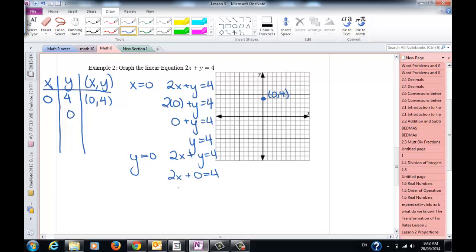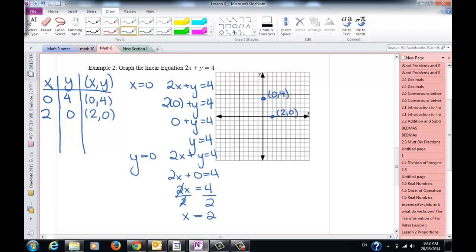And then 2x plus 0 is just 2x. And remember, I'm trying to solve for x, so I must divide both sides by 2. 2 divided by 2 is 1, so I get x equals, and 4 divided by 2 is 2. So when y equals 0, x equals 2. My ordered pair is going to be x is 2, y is 0, and I'm going to graph that again. So I go up to my origin, and it's telling me to move horizontally 2 and vertically 0. And I'm going to label it.